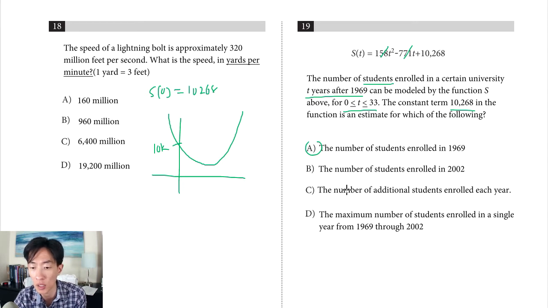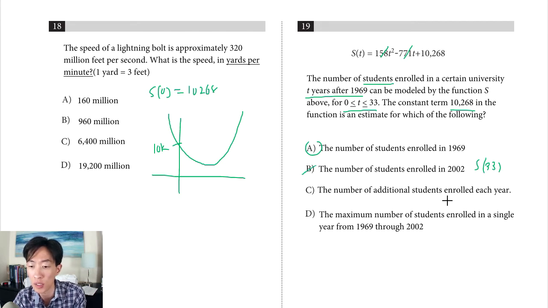Choice B, the number of students enrolled in 2002. Well, 2002 is exactly 33 years after 1969, and so the number of students enrolled is going to be S of 33. Now, when you plug in 33 for t, you square that, multiply it by 158, you're going to get a number that's much bigger than 10,000. Regardless, it's not going to be exactly 10,268, so B is out.